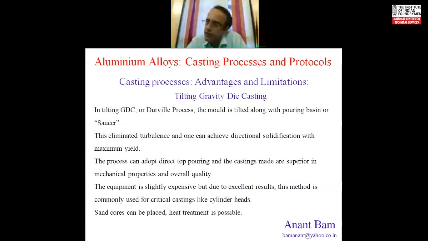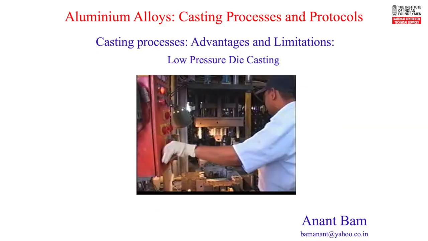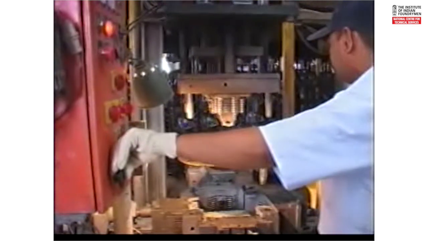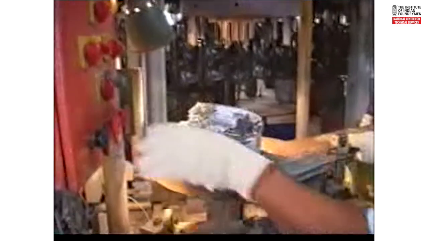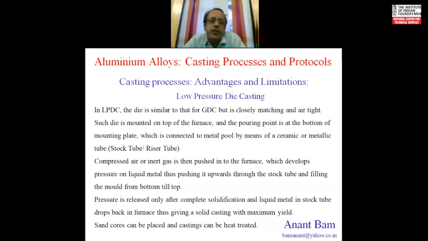Next is low pressure die casting, wherein the die along with its operating mechanism is mounted on top of the furnace itself. A stalk tube or a leak-proof tube connected to the die bottom is immersed in the crucible. The furnace, crucible and bottom of the die, everything is in a pressure-tight chamber. Once the die is closed, the bottom chamber is pressurized by means of inert gas or by air.